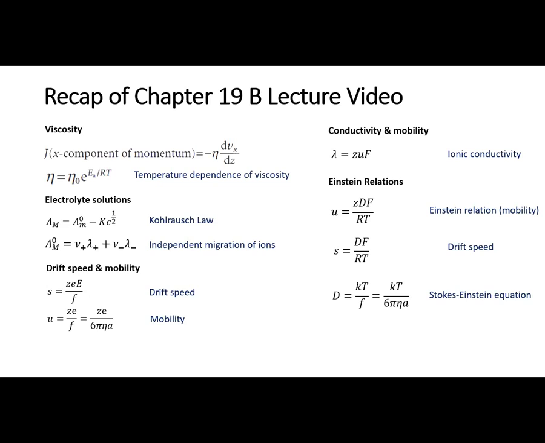In this video, we have discussed the flux of the X component of the momentum, which is nothing but the retardness of the molecules. And in that respect, we also defined a constant called the coefficient of viscosity that describes the retardness of the movements of molecules in a solution. We also discussed its temperature dependence with this equation right here.